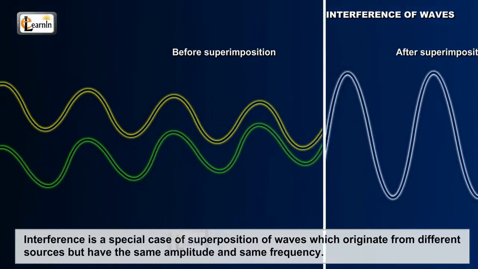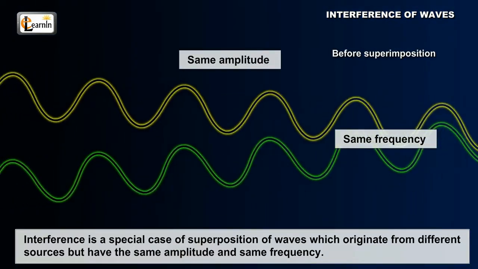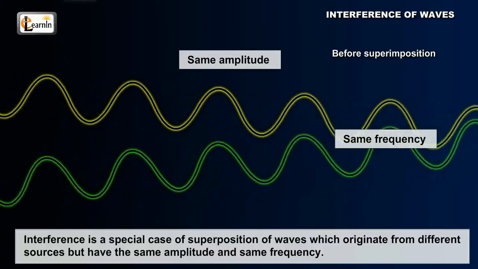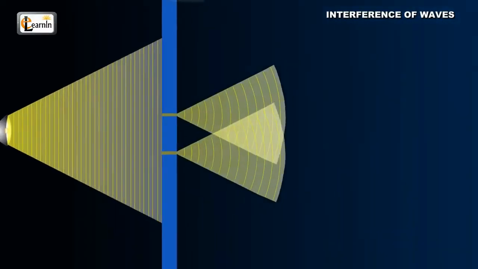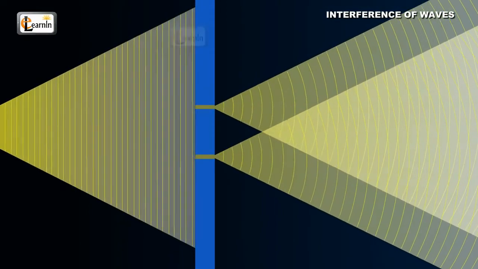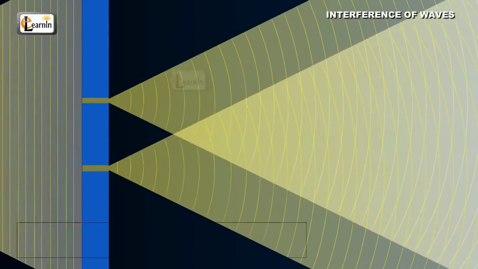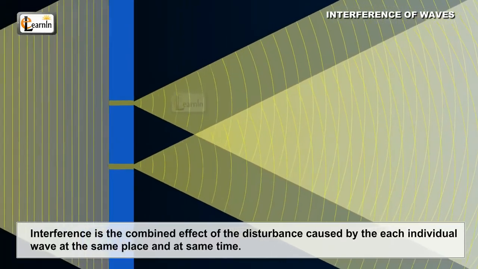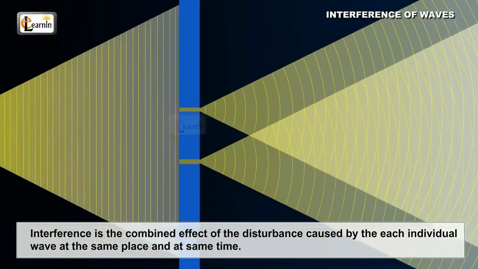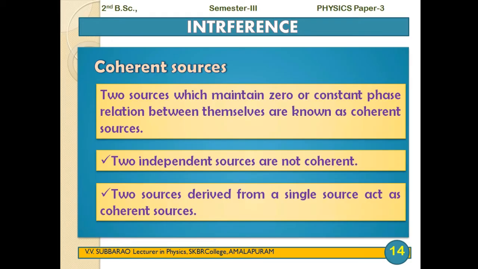Interference is a special case of superposition of waves which originate from different sources but have the same amplitude and same frequency. When two or more waves cross each other in the same medium, then the waves superpose each other and interference will be observed in the region of superposition. Interference is the combined effect of the disturbance caused by each individual wave at the same place and at the same time. In order to get interference, we require coherent sources.